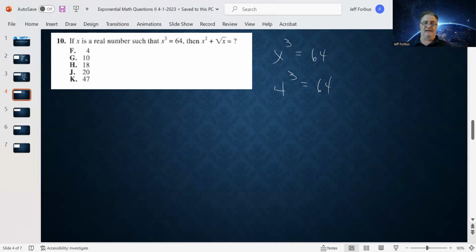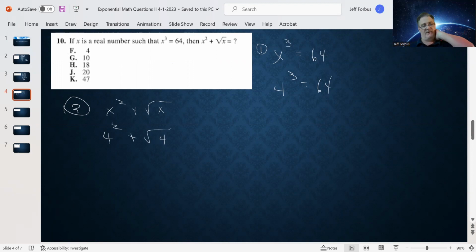Now we know what x is. So that was step 1. So step 2, let's take x squared plus the square root of x. Let's substitute 4 in for each x in this equation in step 2. So 4 squared plus the square root of 4. So 4 squared is 16 plus. Now, when you take the square root of 4, you really get plus or minus 2, right?